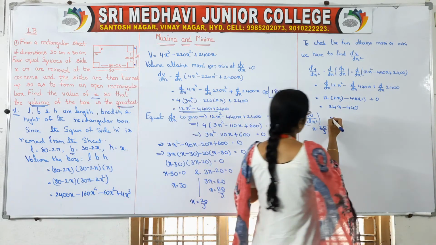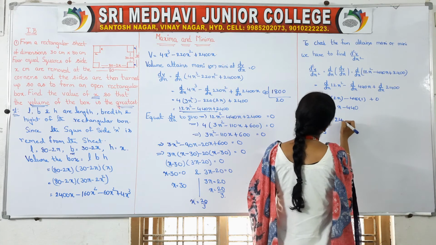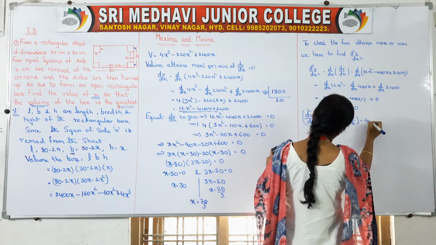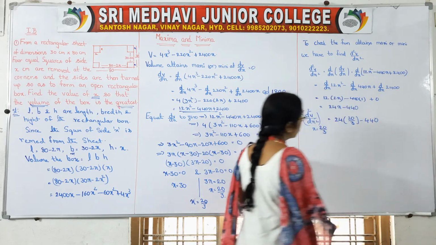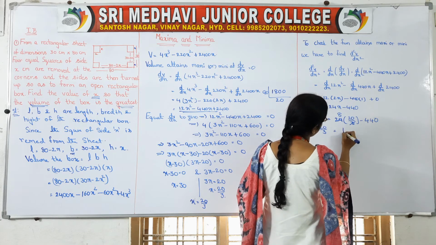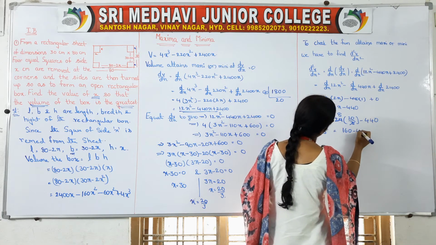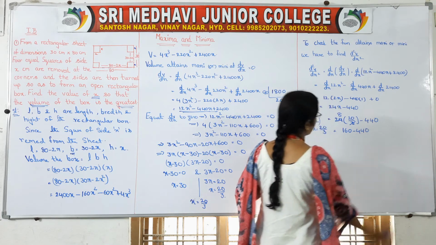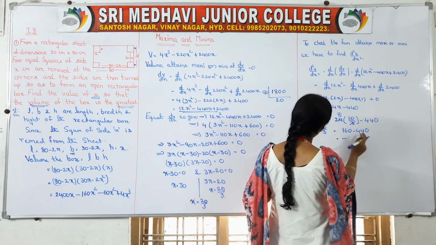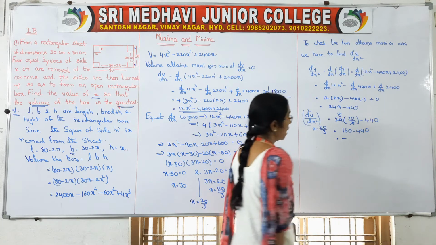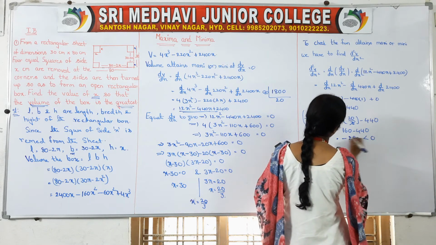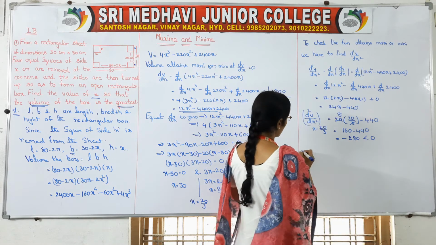So it is 24 × 20/3 minus 440. So 3 eights are 24, so it is 160 minus 440. So it is equal to minus 280, which is less than 0.